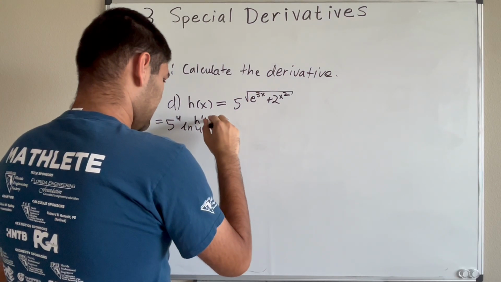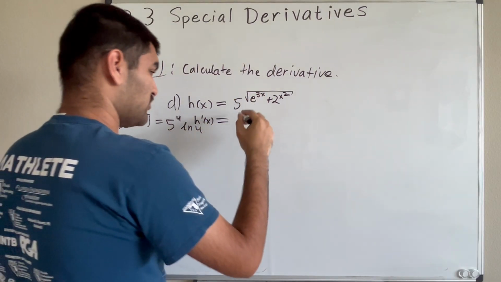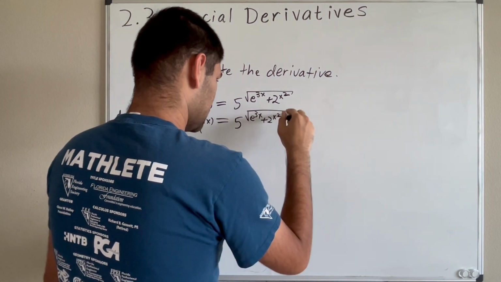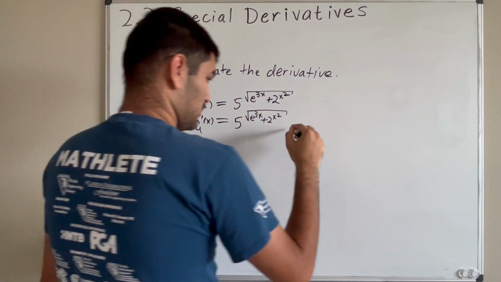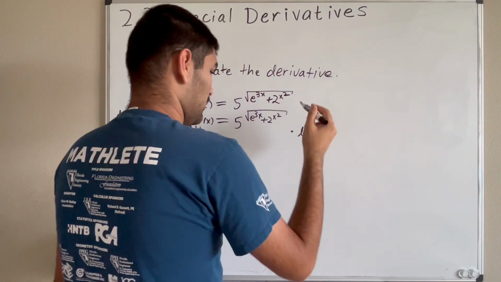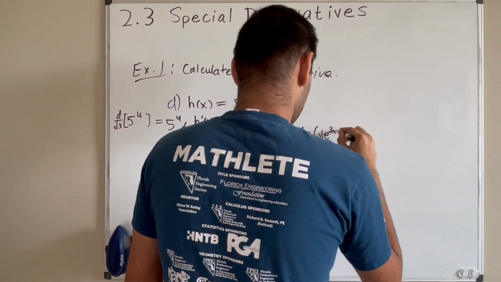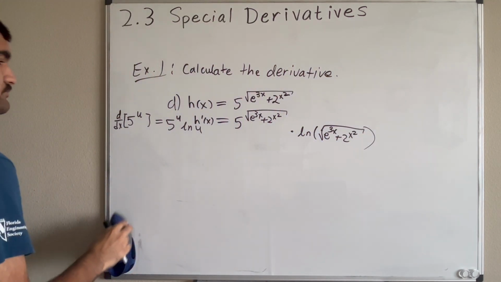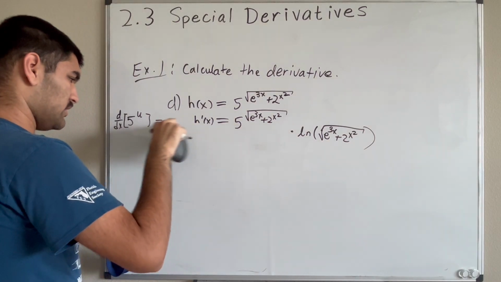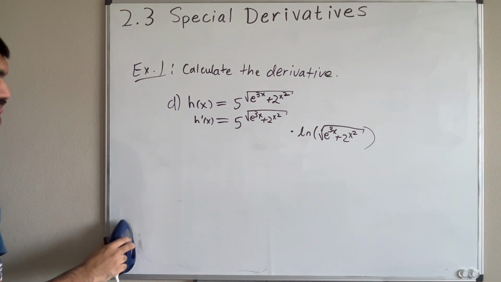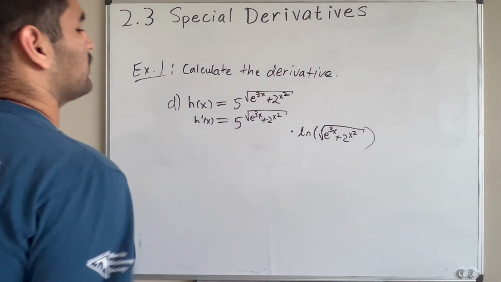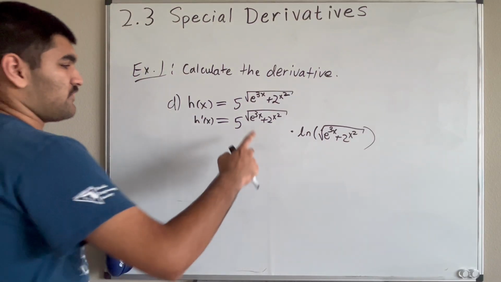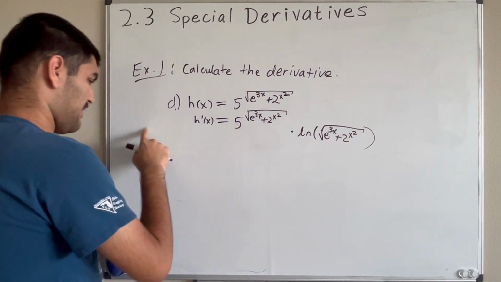So h prime of x is just equal to, so we have 5 to the u, so we're basically just carrying this down, times the natural log of u. So natural log of this whole thing. All right, cool. So then now we have to use chain rule. So what that means is you have to multiply this whole thing by the derivative of the square root. All right. So let's just differentiate this square root separately, and then we'll bring it back in the end.